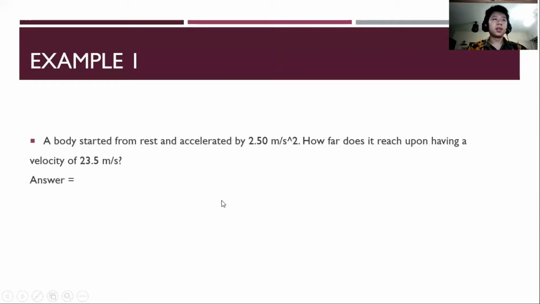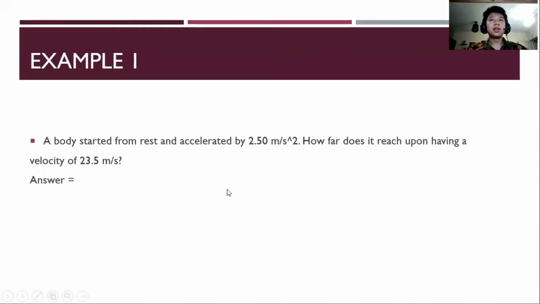So we have a body started from rest, which means the initial speed is 0 since it rests. And we have acceleration, which is 2.50 meter per second squared. And we have V, which is 23.5 meter per second. The question asks how far does it reach, which means S. It is distance. So we have V, V0, A, and S.